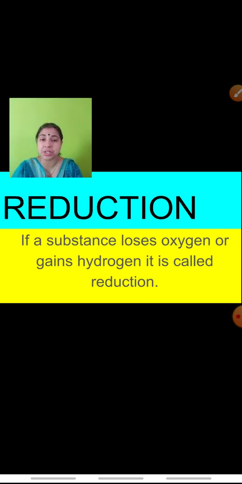Similarly, what is reduction? If a substance loses oxygen, as I have shown in the previous reaction, or gains hydrogen, it is called reduction. So oxidation and reduction you have to explain in terms of oxygen and hydrogen. How will you define oxidation? It is the addition of oxygen or removal of hydrogen. And how will you explain reduction? It is the loss of oxygen or gaining of hydrogen.